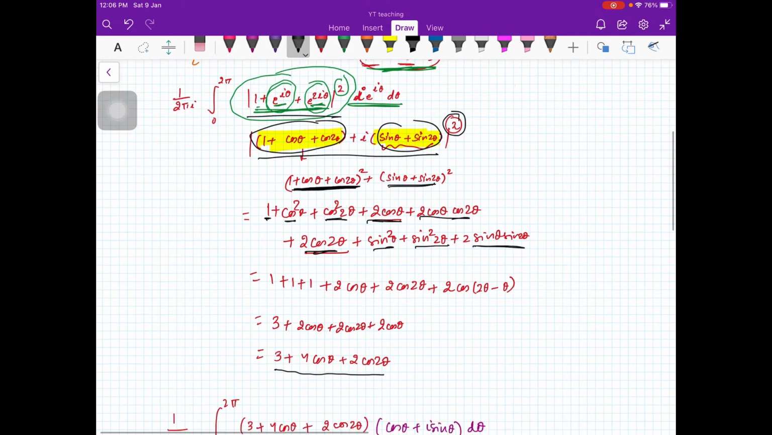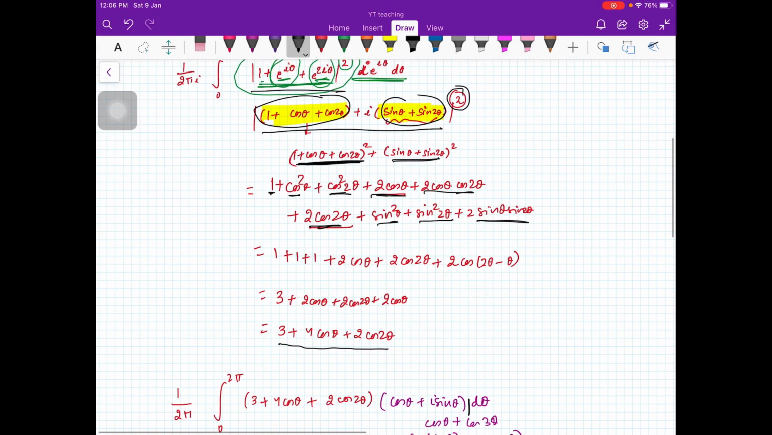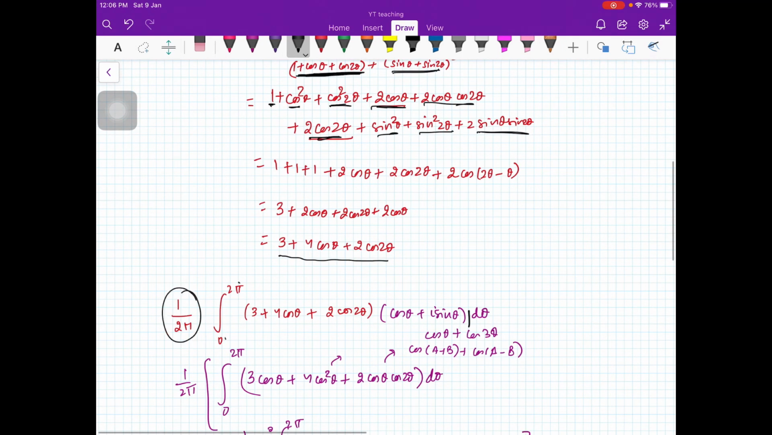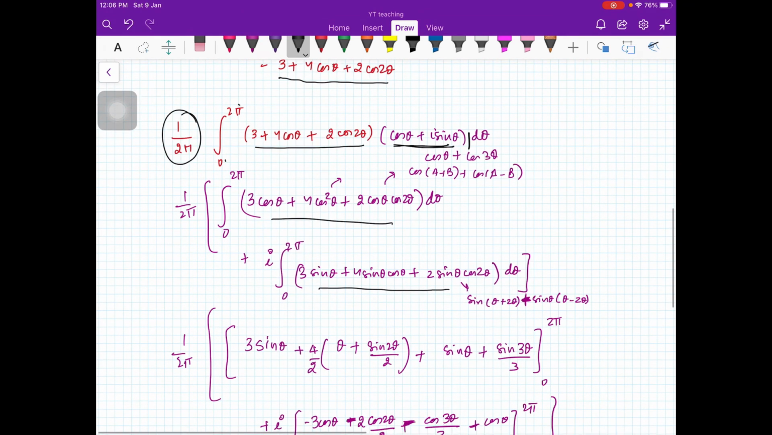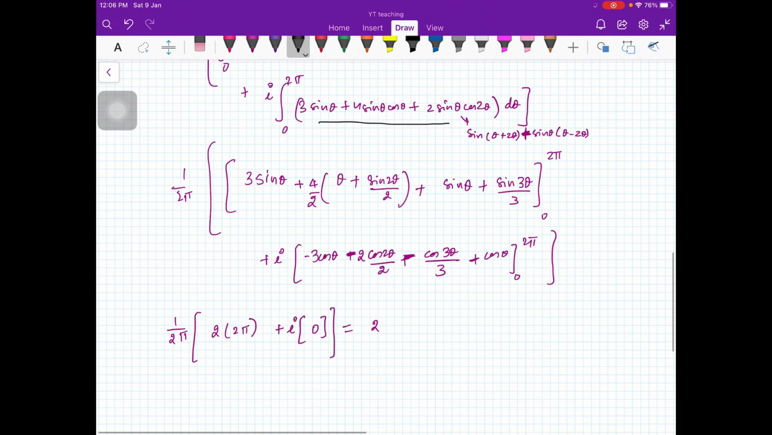Now you put it here, so your integral becomes this iota, and this iota will cancel. So you have 1 by 2 pi, integral from 0 to 2 pi of 3 plus 4 cos theta plus 2 cos 2 theta, plus here you put e raised to iota theta, which is cos theta plus iota sin theta. So you just separate the real and imaginary part, and then you need to do the integration. For that you have to convert cos square theta as (1 plus cos of 2 theta) by 2, and then use 2 cos a cos b equals cos of (a plus b) plus cos of (a minus b), things like that. Ultimately just do the calculations, and you will get your answer as 2.